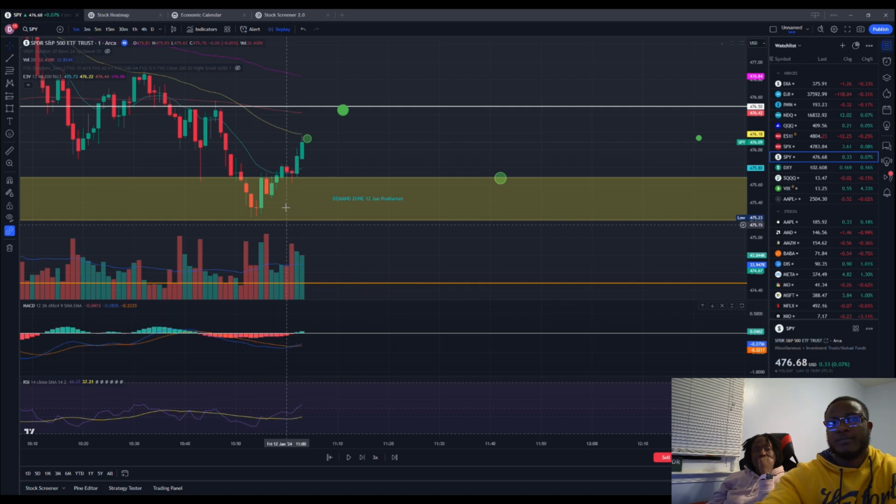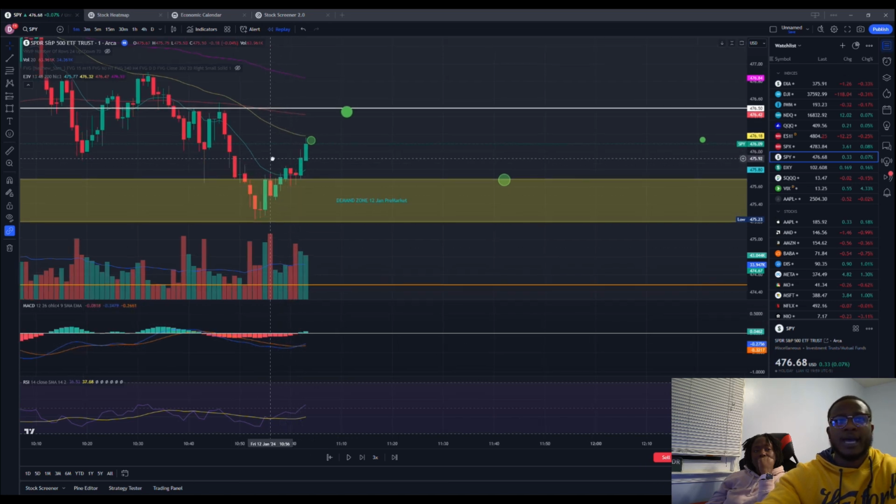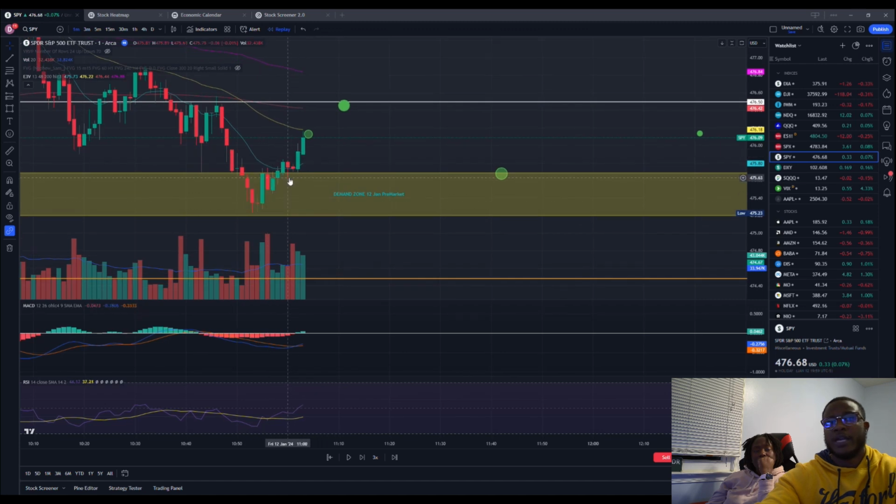So that kind of aligns with, say, right here is when we started crossing up. And you see that it somewhat aligns with the takeoff. So I went long right here.